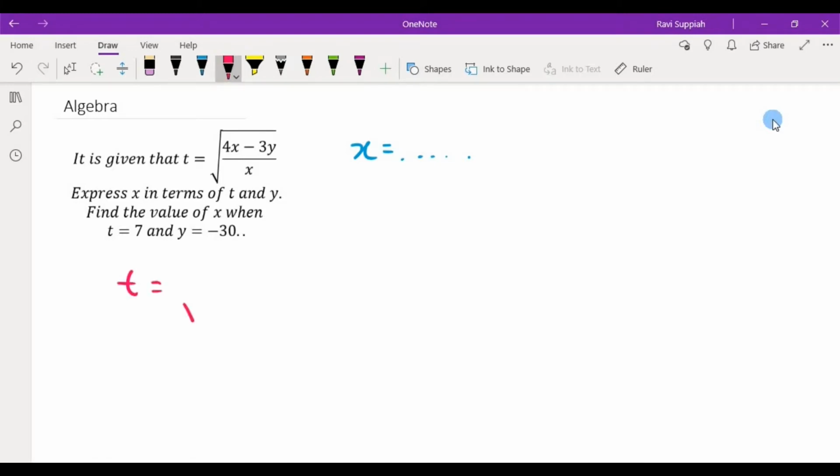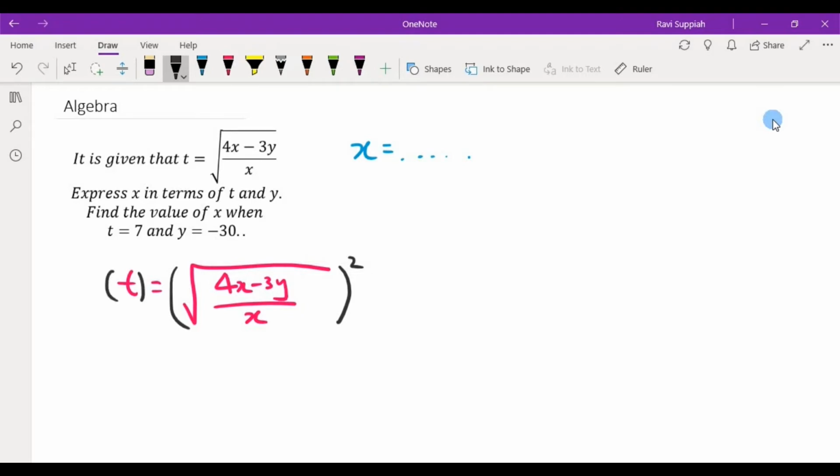So I have t equals the square root of (4x minus 3y) over x. Since the square root here is for this entire fraction, I need to get rid of this square root. So the way I can get rid of it is to square it. A square root and a square would result in a power of 1. So since I square the right hand side, I will square the left hand side. So next what I have is t squared equals 4x minus 3y over x.